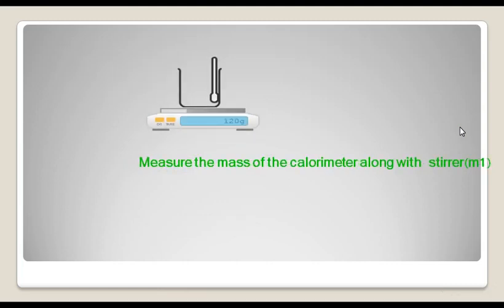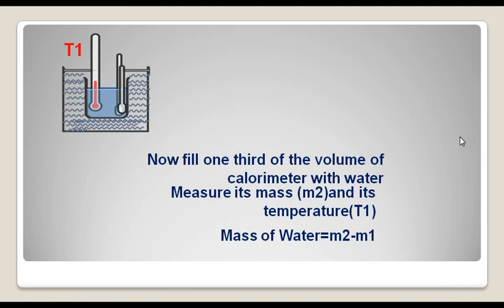Initially we have to take the empty calorimeter, that is nothing but the empty copper vessel with stirrer, and then we have to find out the mass. Empty calorimeter mass is nothing but the mass of the copper vessel with stirrer. Now let it be M1. Now up to 1/3 of the calorimeter we have to take the water, and then we have to find out the initial temperature of the water, let it be T1.